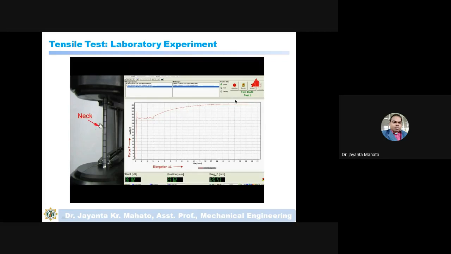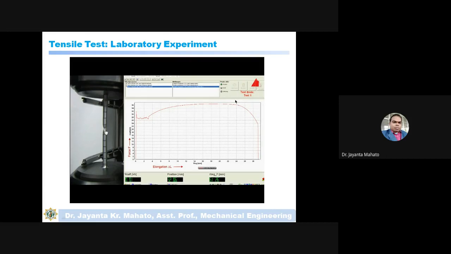See here, necking occurs on the material, and if you keep pulling the material again, then what happens? The material fails or fractures here. So ultimately the material fractured. This is the engineering stress-strain diagram.